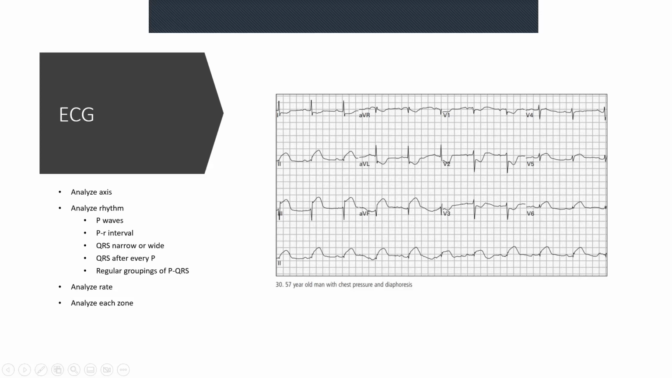So we're going to have a look at this ECG today, which is a 57-year-old man who presents with chest pressure and diaphoresis. Even if you've known anything about ECGs, you can already guess the answer, but we're going to go through it systematically, like we always do. We're going to look at the axis, the rhythm, we'll analyze the rate, and then we look at each zone and see what we come up with.